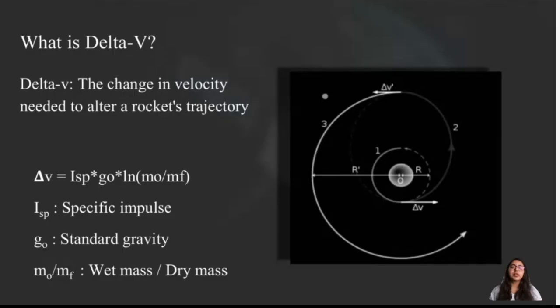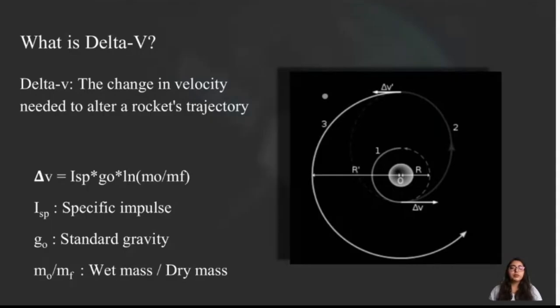Delta V is a much more useful way of measuring the range of a rocket, since in space there is no force to slow down a rocket. This means a rocket can orbit indefinitely, making traditional distance measurements impractical for determining rocket range.